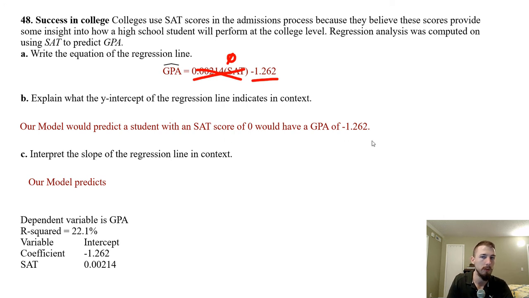Is it even possible to have a negative GPA? No, nor is it possible to have an SAT score of 0. At least I don't think. I've never tried that hard, honestly. Anyway, life goals. So I don't know.